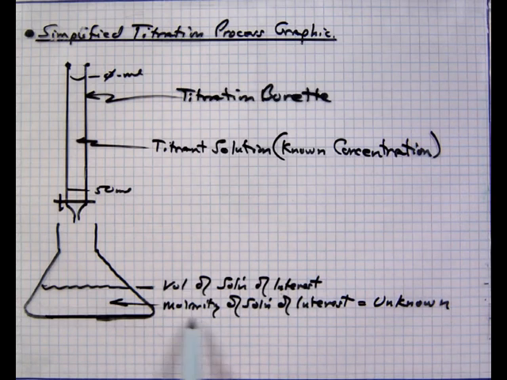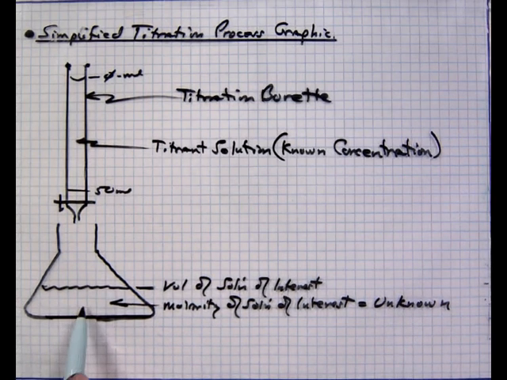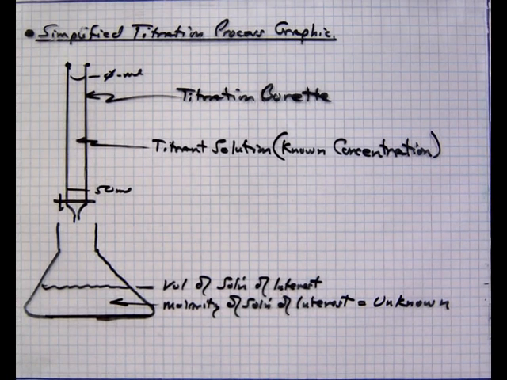Now the issue is, what is the concentration of the solution in the Erlenmeyer? Now you could put the unknown in the burette and the knowns down here in the flask, whatever your personal preferences are. I like personally to put the concentration of the known in the burette and titrate it into the unknown.